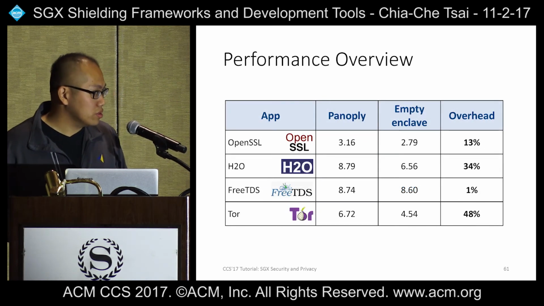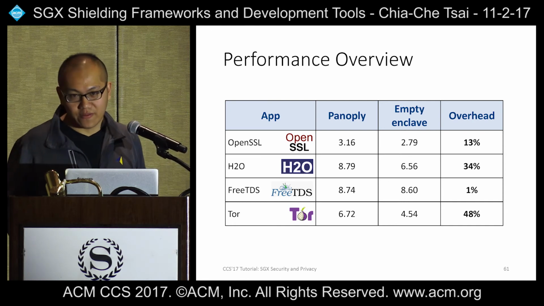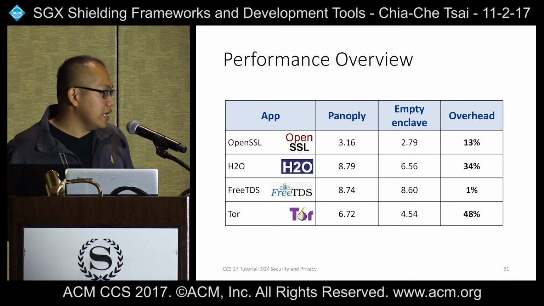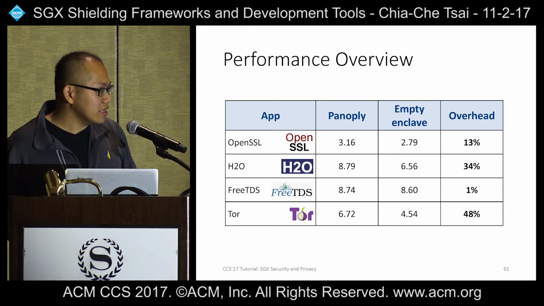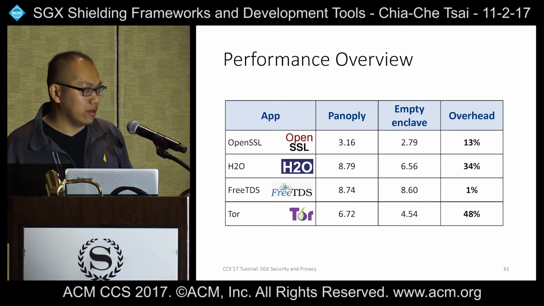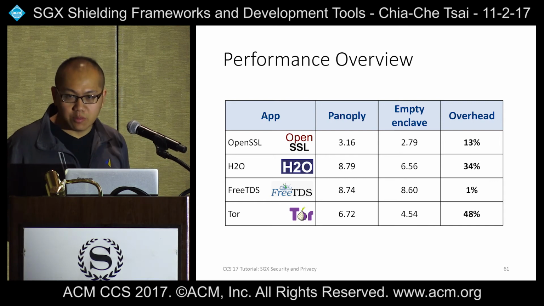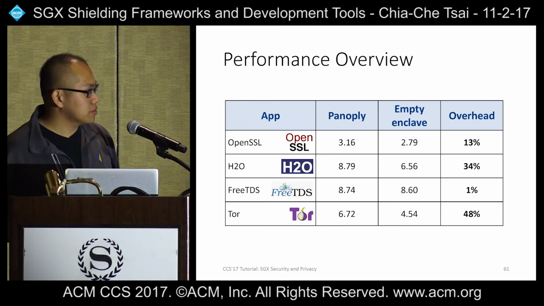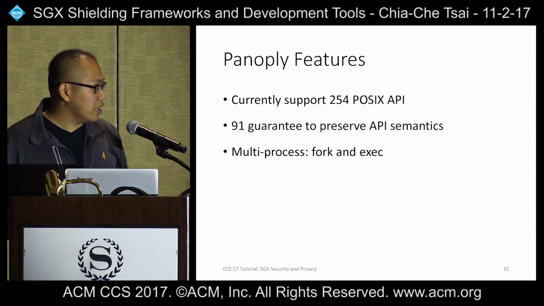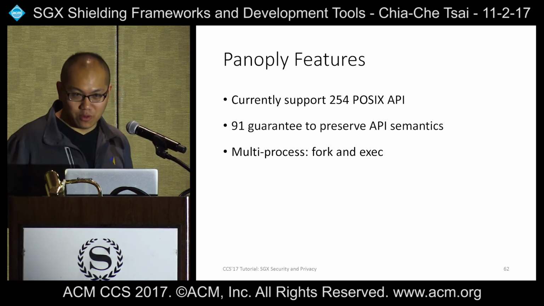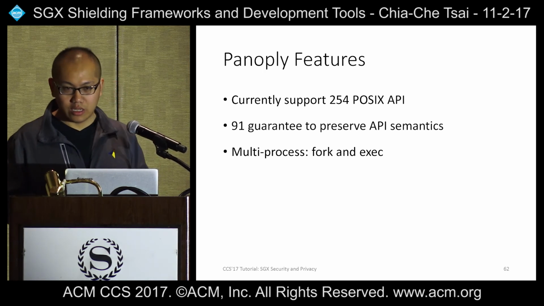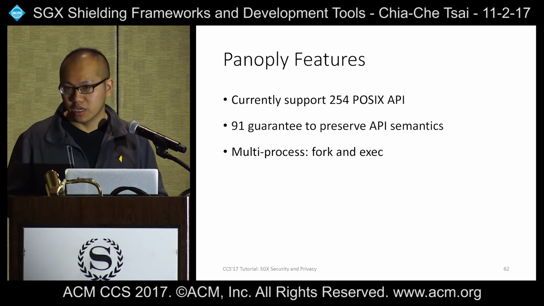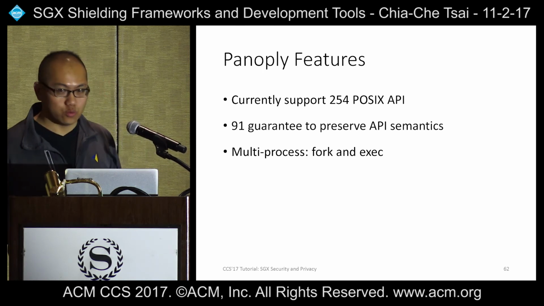Here's a performance overview. They actually run a very special set of applications like the OpenSSL library, H2O, a web server, and FreeTDS and Tor. You can see the highest overhead is Tor, which reached about 48%. Overall it's in the same order of magnitude as Graphene-SGX and SCONE as well. Unfortunately, I don't really have a demo for Panoply right now, because Panoply requires an earlier version of the Intel SDK, which is 1.6.